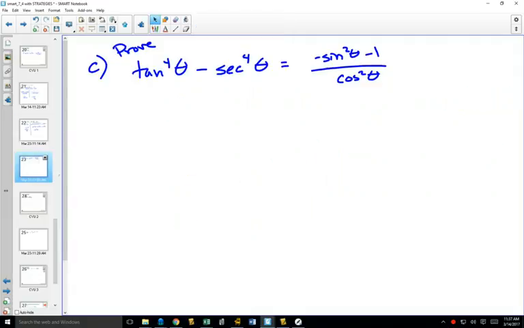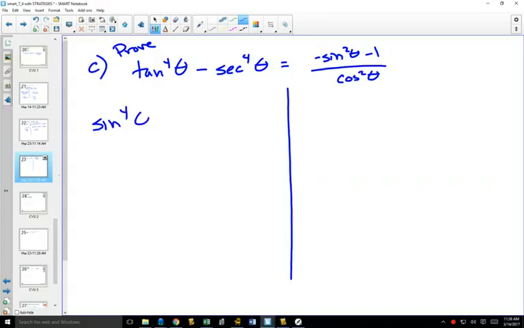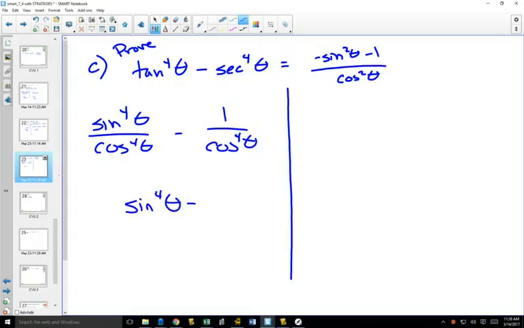So here's our third one. This one was the hard one. In this one, I can see someone being very tempted at the beginning to change things to sine and cos. Notice on the right-hand side of the equation, it is already in sine and cos, and it's already a single fraction. So let's say we started with that. I started with sine to the 4 theta over cos to the 4 theta minus 1 over cos to the 4 theta. I already have a common denominator, so now I can write this also as a single fraction. Whew. So I have a single fraction on the right, a single fraction on the left.